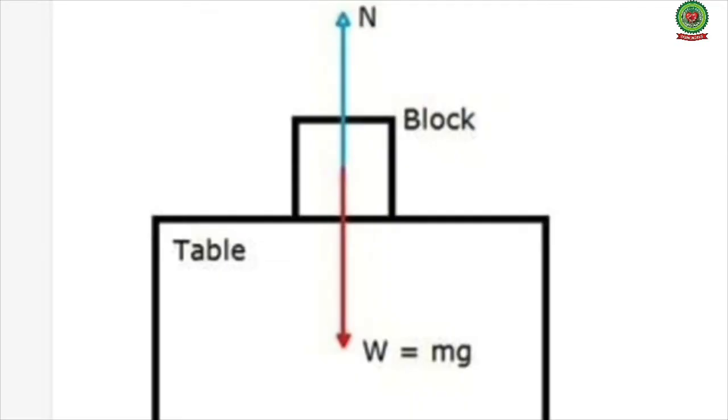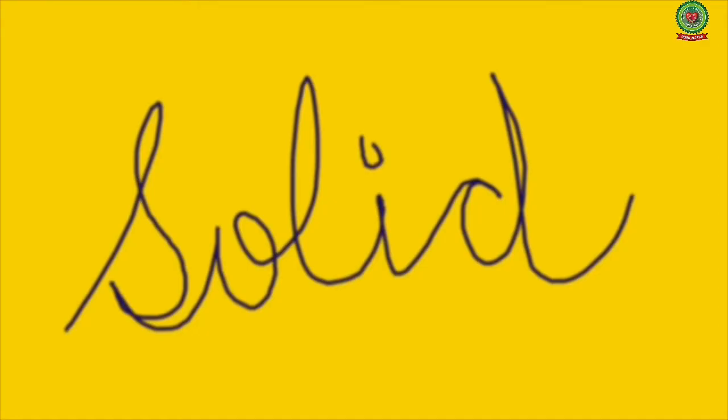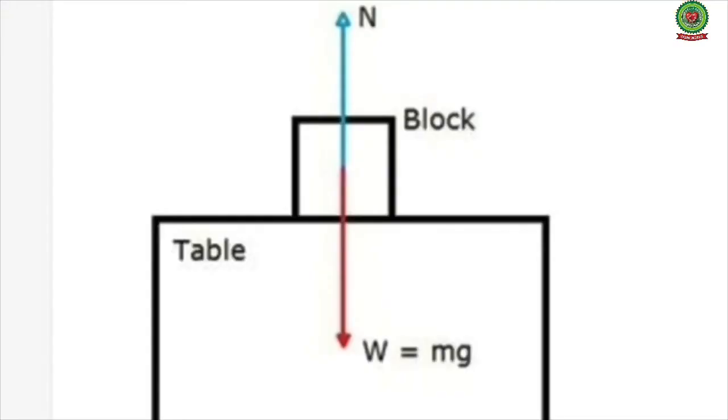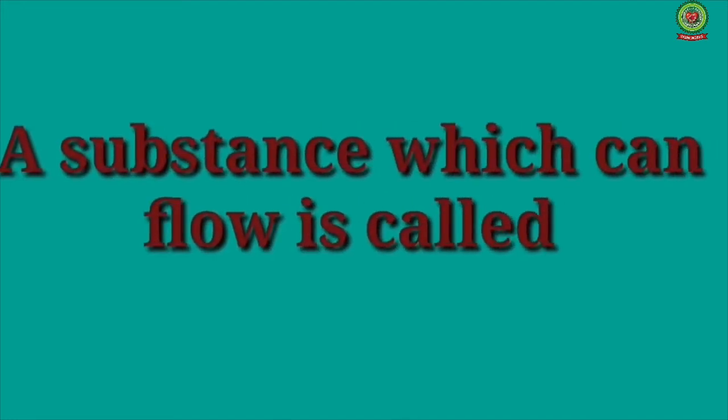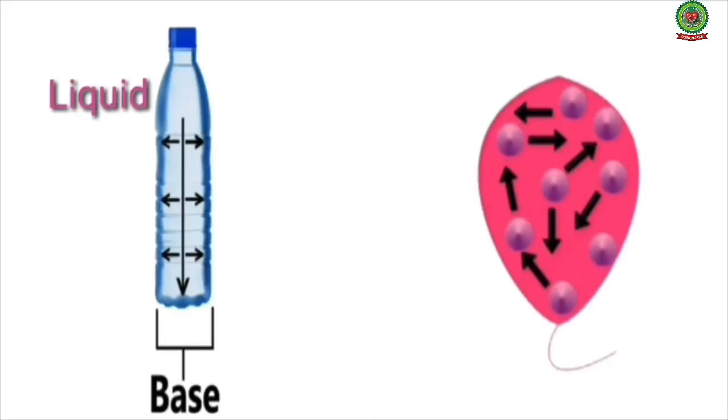Students, a wooden block kept on a table exerts a force on it due to its weight, and we know that a wooden block is a solid substance. Solid exerts pressure due to its weight. Fluids also exert pressure due to their weight. Students, all liquids and gases are called fluids. A substance which can flow is called a fluid. Liquid exerts pressure at the bottom as well as the wall of the container.